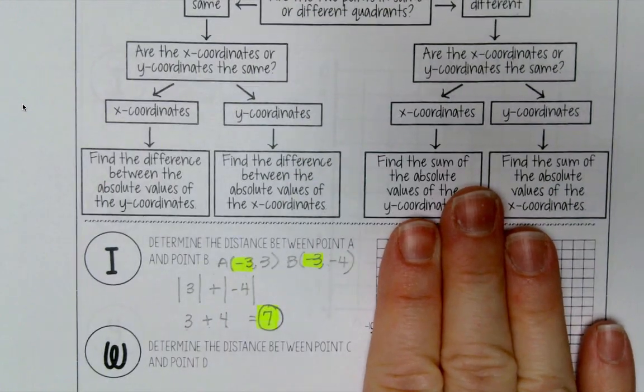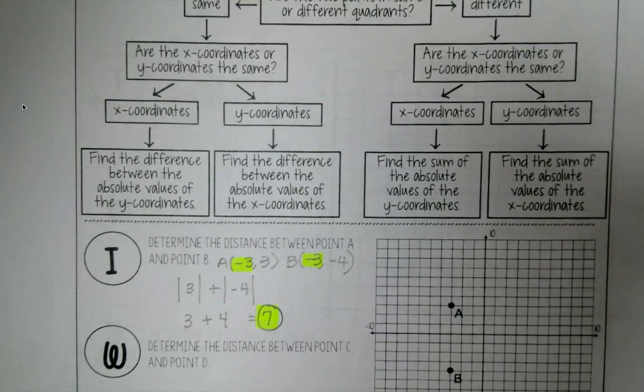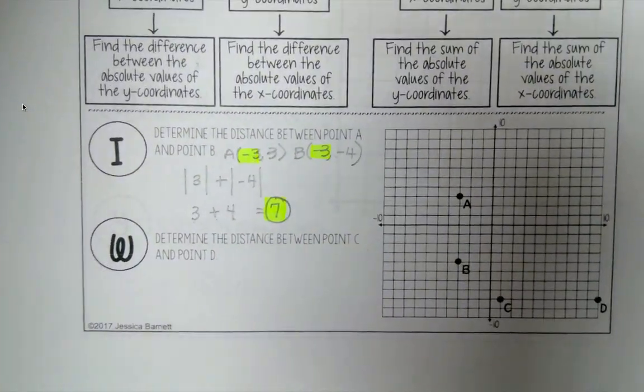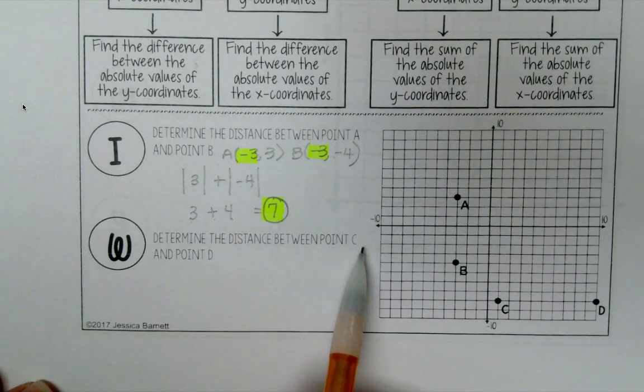Like you won't have this. They'll just give you this. So that's why we're doing both, so that you can work this doing both. Okay, next we determine the distance between point C and point D.